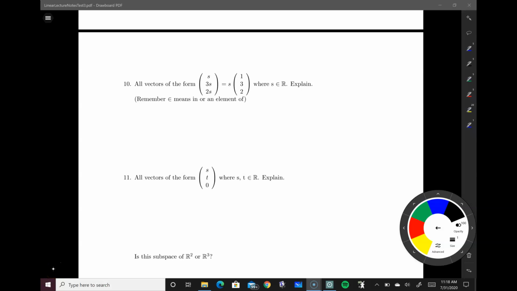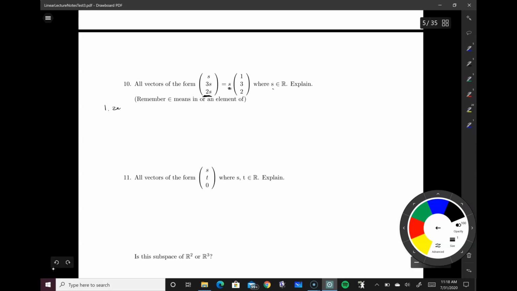Okay, changing more to vectors. If I have vectors that look like this, or I can pull the s outside, I have vectors that look like 1, 3, 2 times a constant, where s is some real number. Are vectors of this form a subspace?